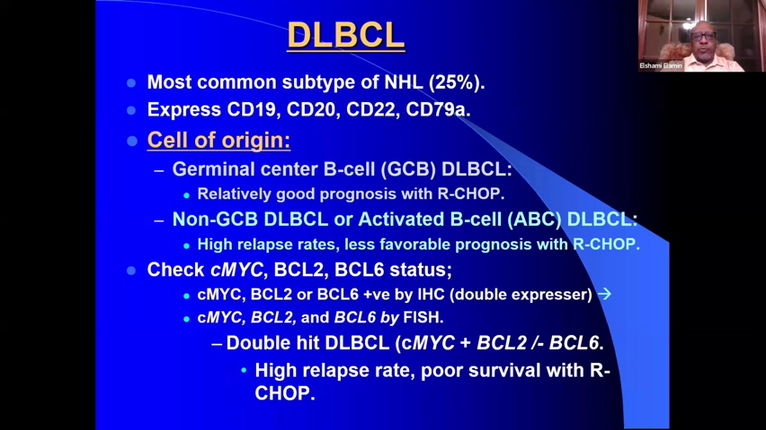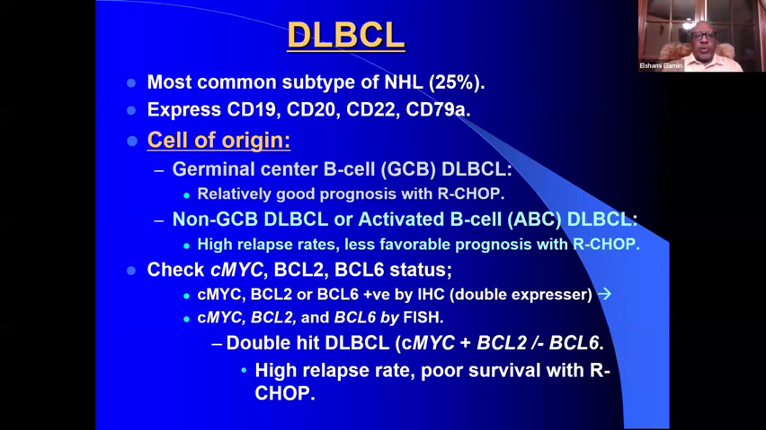So if you find a c-MYC plus BCL2, that's what we call double hit. If you find, in addition to that, a BCL6, that's another addition. But mainly the c-MYC and BCL2. When we say double hit, we mean those. If BCL6 is positive, it just makes it even worse. But double hit, by definition, means c-MYC, BCL2 positive with or without BCL6.